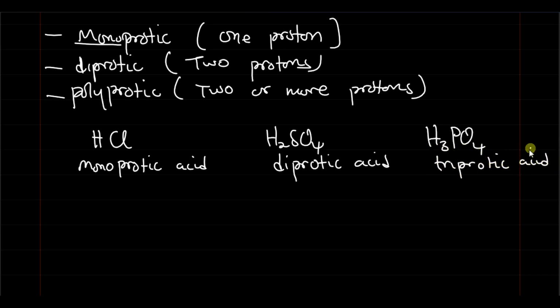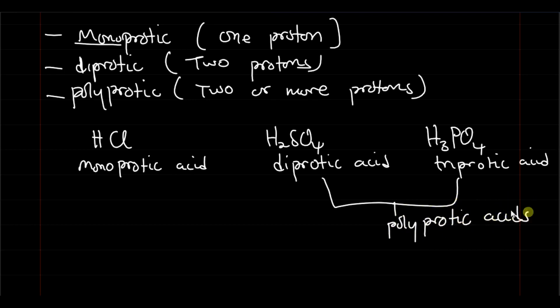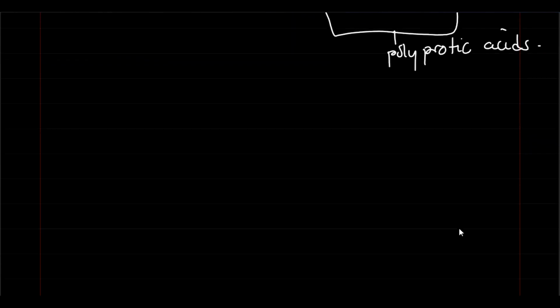Now, for 2 or more protons, we have an umbrella name. So we say they are what? Polyprotic. So both sulfuric acid and phosphoric acid are polyprotic acids. Okay, so now let's check their reactions with water.